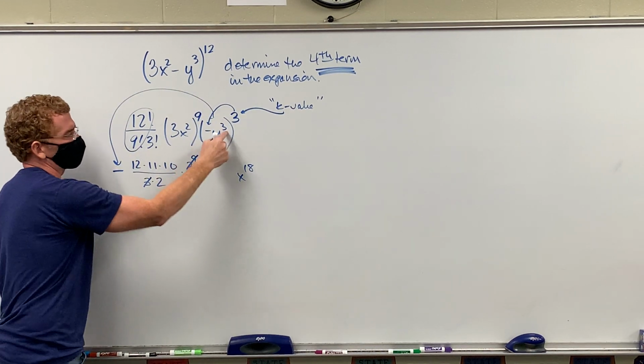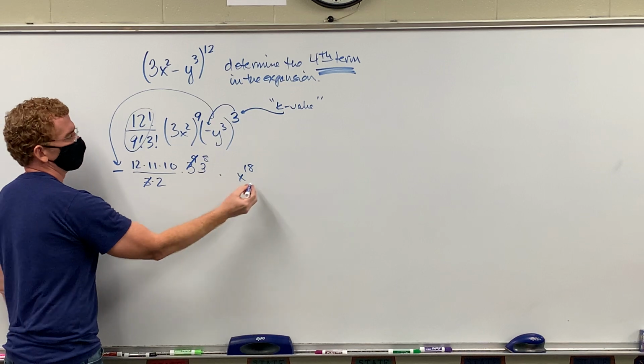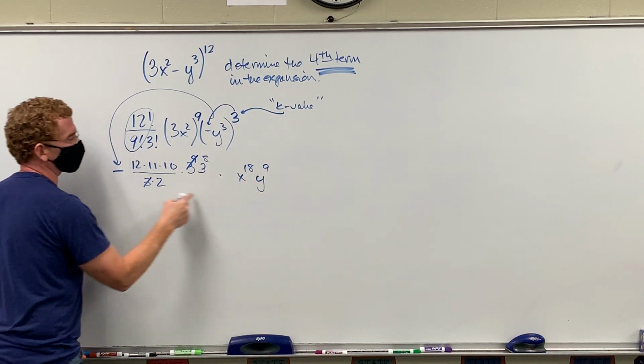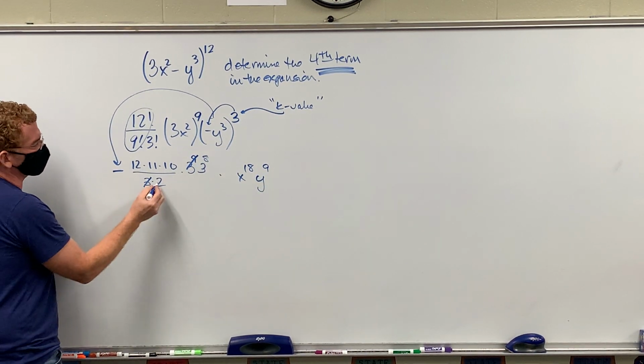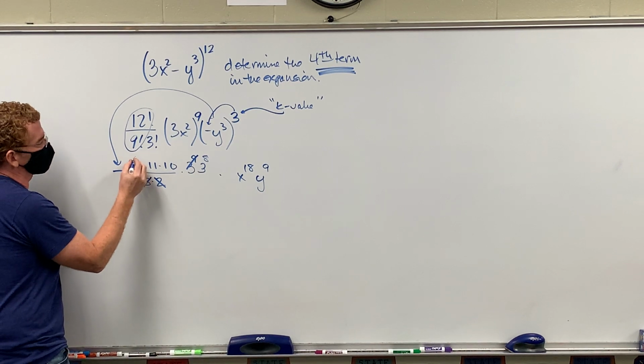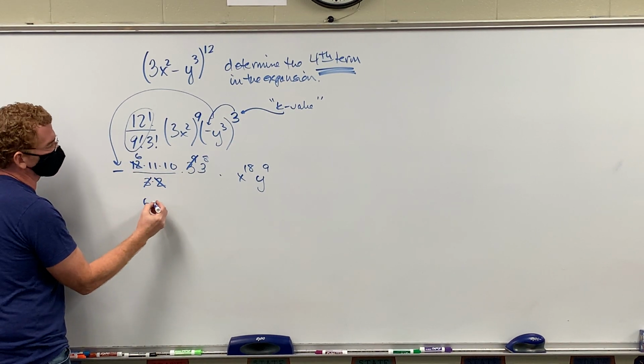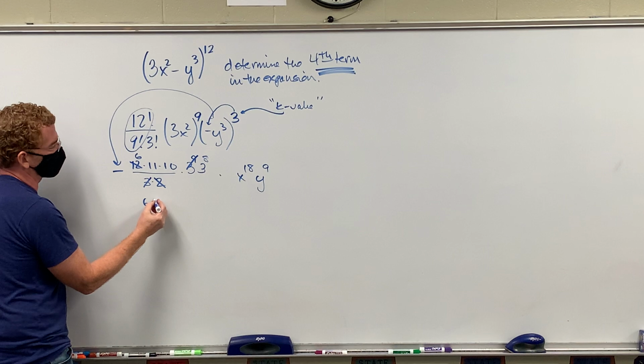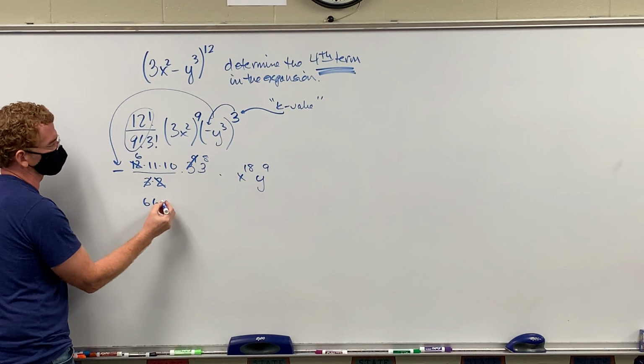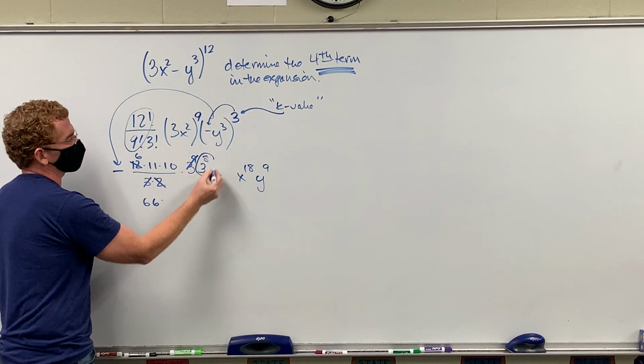And then finally, how many y's? 9. So this is my problem. I'm just going to have to clean it up now. Now I can cancel maybe the 2 with the 12 and get a 6. But ultimately, I'm going to have to take out my calculator and multiply a 6 times 11, which is 66, and a 3 to the 8th.